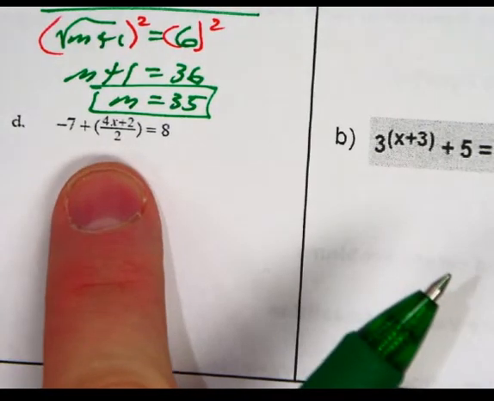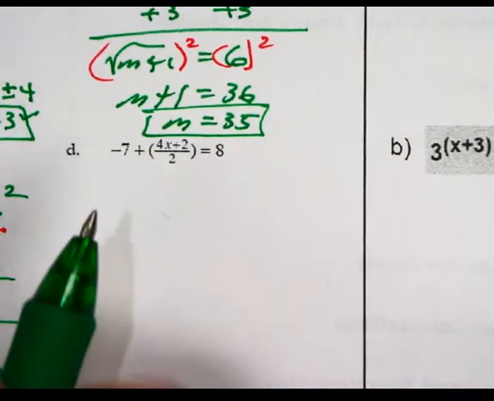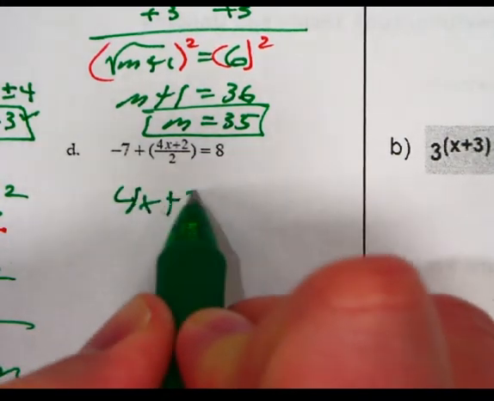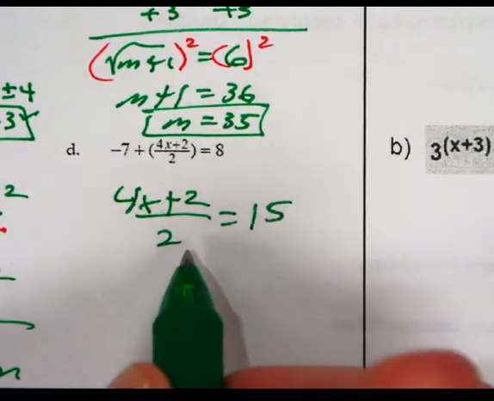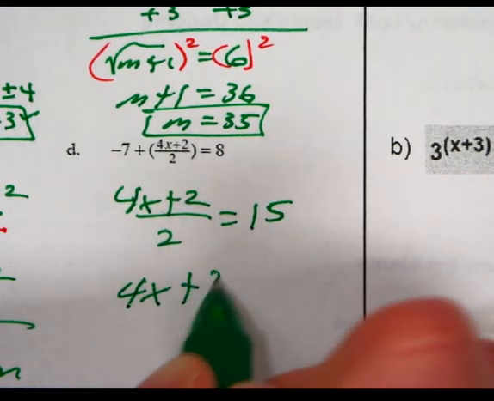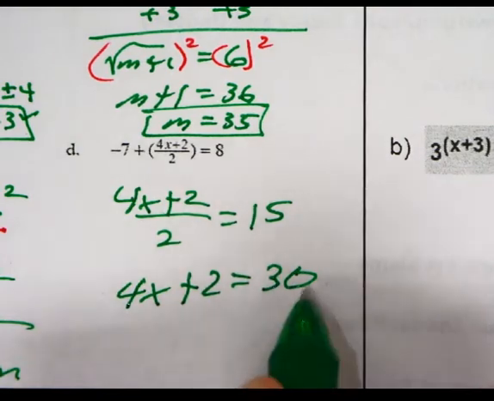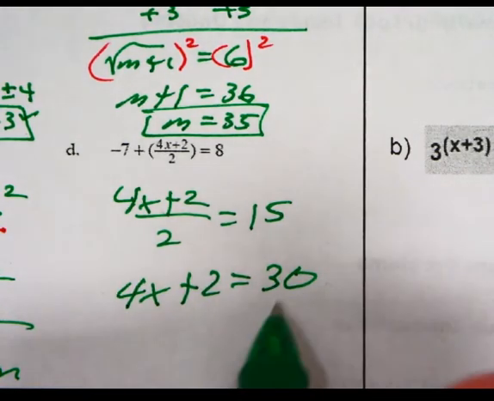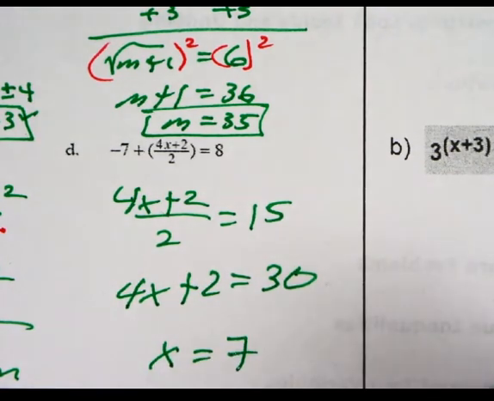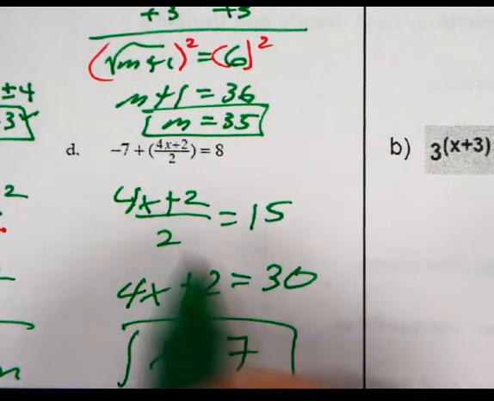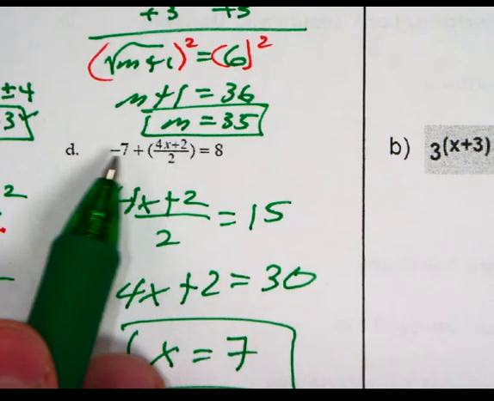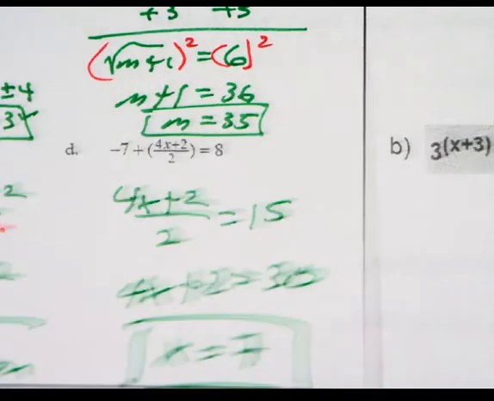And then this one is a lot of the same kind of stuff. What you're going to do on this one is you're going to add 7 to both sides. Then you'd have 4x plus 2 over 2 equals 15. Now all of this is being divided by 2, so multiply by 2. And you'd have 4x plus 2 equals 30. Then you can subtract 2 and divide by 4. Subtract 2 gets me to 28. Divide by 4 gives me 7. So 7 is the answer. And I can take that 7 and plug it in. 7 times 4 is 28, plus 2 is 30, divided by 2 is 15. Negative 7 plus 15 is 8, and it does work.